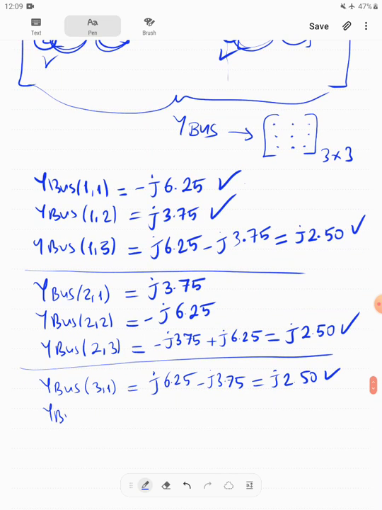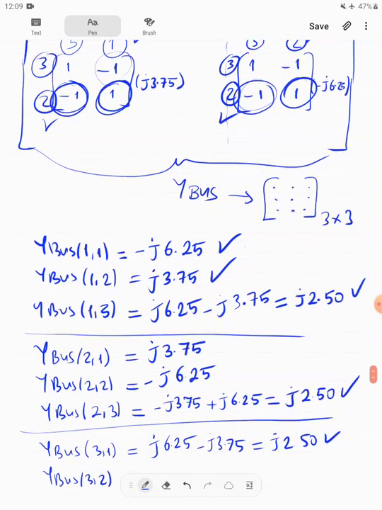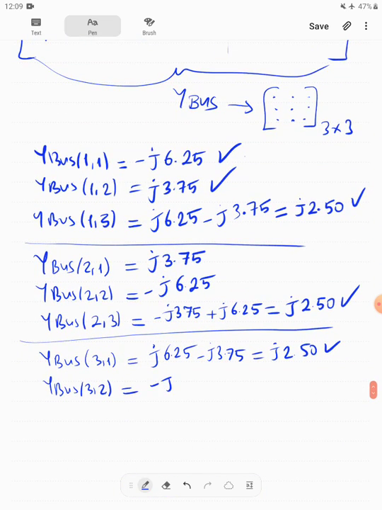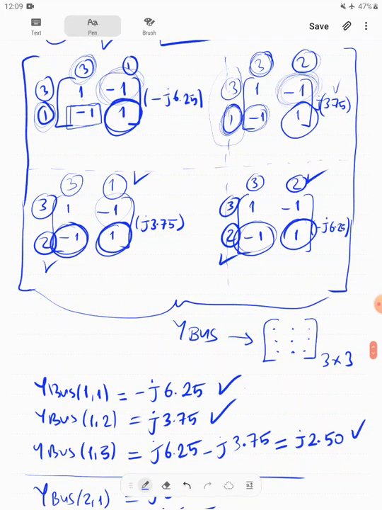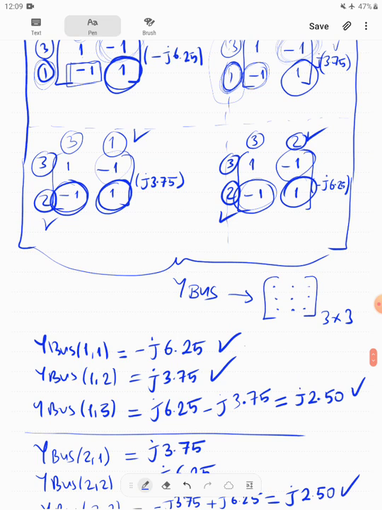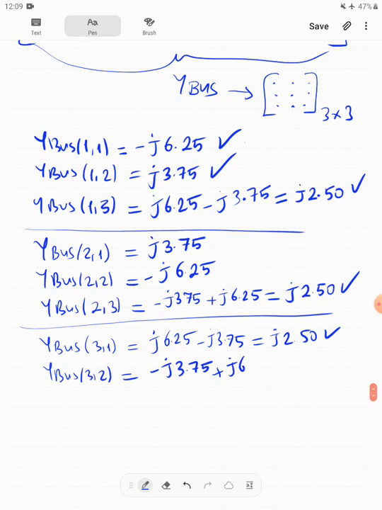What about Ybus 3,2? 3,2 is here. One of the entries is here, minus j3.75. Another 3,2, yes, I see here, j6.25. And the answer is again j2.50.